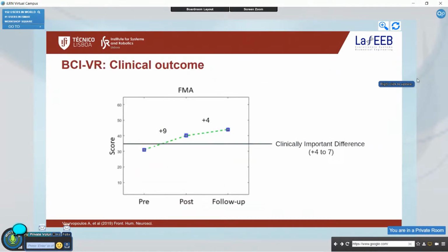In terms of clinical scales, we can actually see an improvement pre and post intervention. And in terms of the minimally clinically important difference, which is a measure to see if this improvement is significant in terms of clinical scales, we see an improvement of 9 points, which is within this clinically important difference. So which means that the improvement of this patient is actually significant and has an impact in his life. And after the follow-up session, we measured again an increase in terms of the motor capabilities, although it was lower than during the intervention.